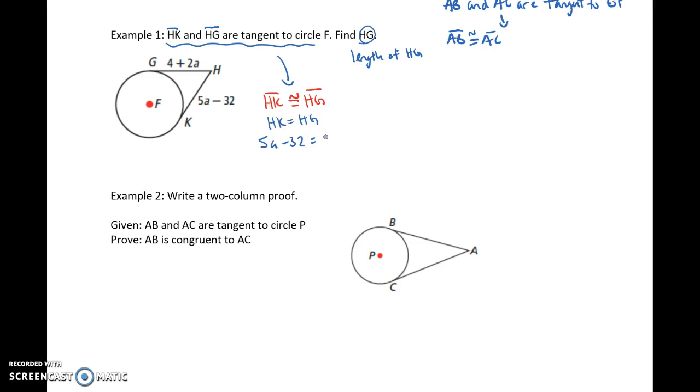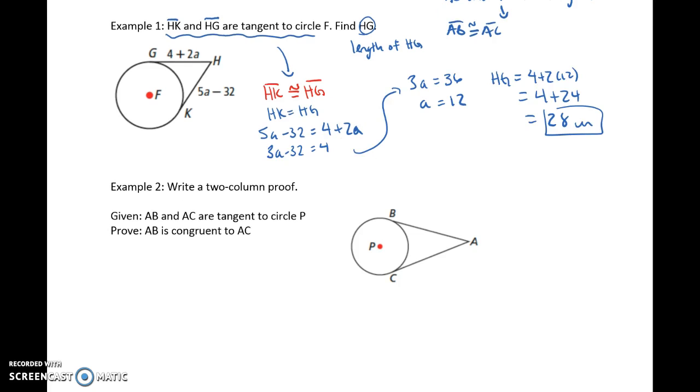So, back to solving some equations. And then we can solve that for a, and then plug that in to find HG. And there we go. So that is all done. HG should be 28. Hopefully you got the same thing. Okay, so not a really complicated problem, but once again, think about what if we had quadratics. What if it was 5a squared minus 32 equals 4 plus 2a?